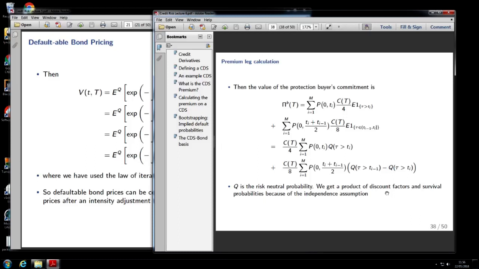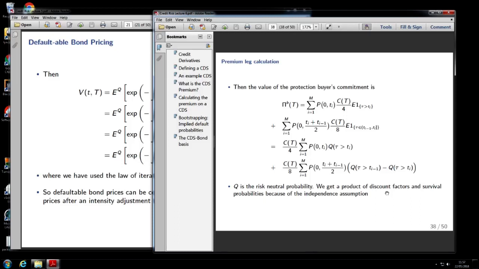No, for this one it's T_i, right? It's 0 to T, and times the probability. So what's the expected probability that I make that payment? It's Q, the probability that tau is greater than T. That's the present value of the protection seller's leg. That's the probability that I make the payment times the discounted value.